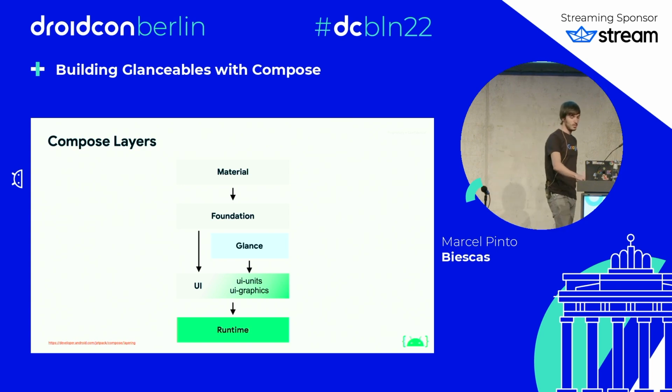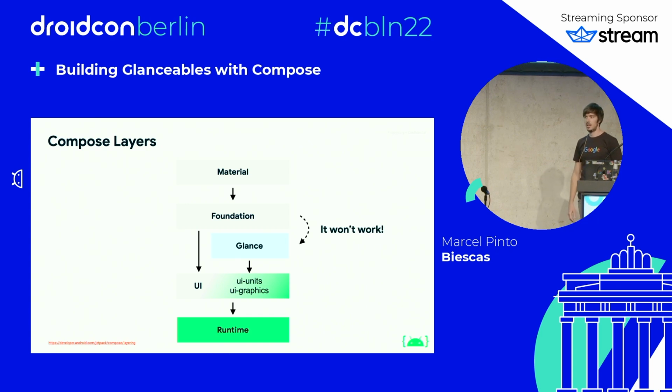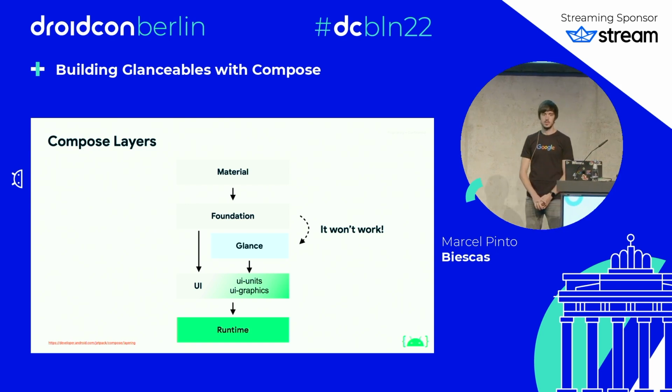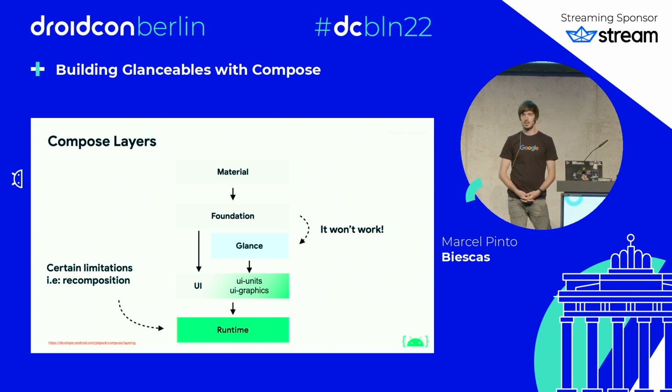That comes with certain limitations. For once, you cannot use other layers on top of Glance. You cannot use your foundation composables or material composables in Glance. And as well, there are a few things that still need to work, like recomposition or side effects, that we might support in the future.